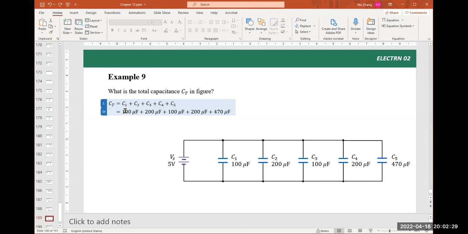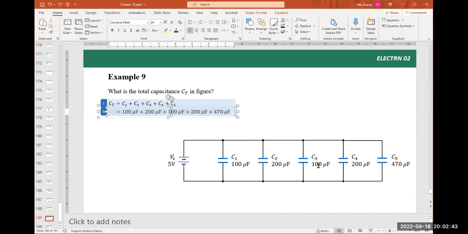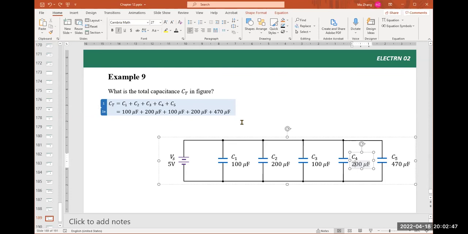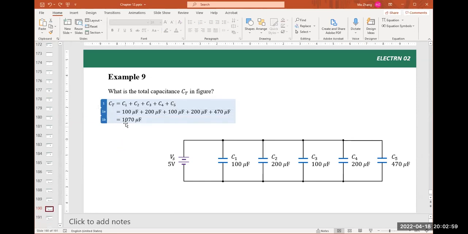So plug in the numbers. C1 is 100 microfarad. C2 is 200 microfarad. C3 is here, 100 microfarad. C4 is 200 microfarad. And then C5, this capacitor has 470 microfarad. Add all these numbers, and then we get 1070 microfarad.